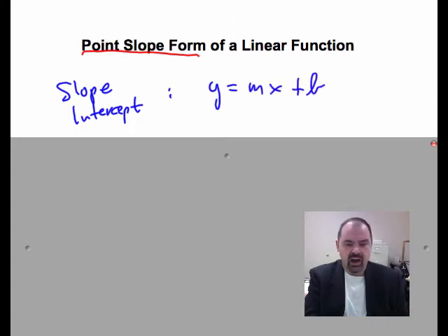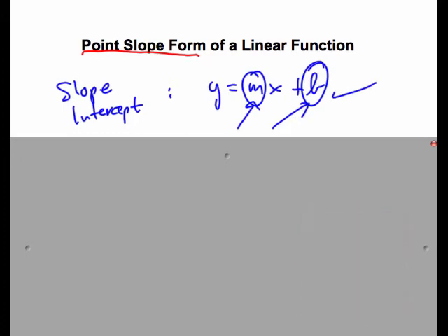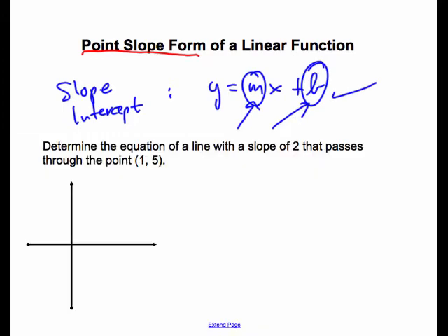Remember that x and y are all the points on the curve. m is the slope, the rate of change, which for a line is constant, and b is the y-intercept. So if we know m and b, we have the equation of the line. So let me just review this concept with the example below. We have an equation of a line that has a slope of 2 and it passes through the point (1, 5).